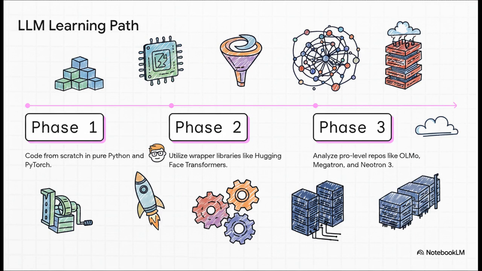Then graduate to the intermediate level by utilizing wrapper libraries like Hugging Face Transformers and TRL for speed. Finally, hit the expert level. Dive into the complex multi-GPU proprietary architectures of pro-level repos like Olmo or Megatron to see how the major labs scale what you built from scratch.